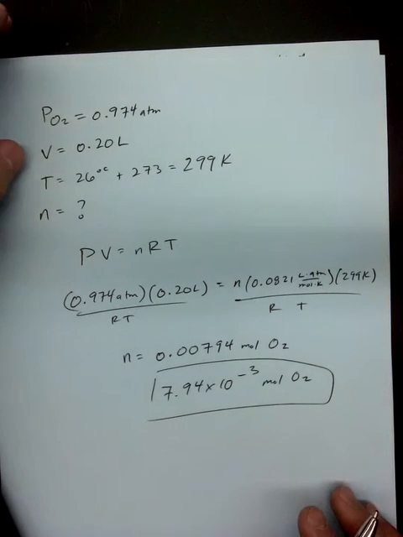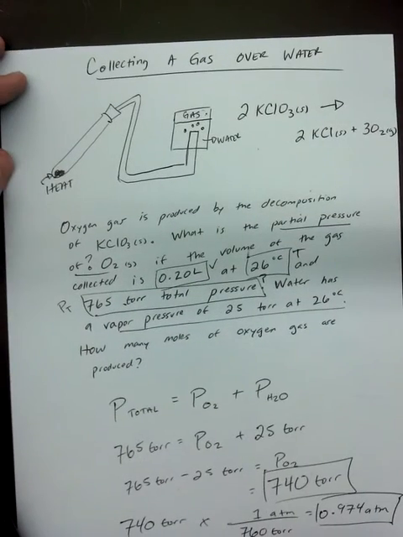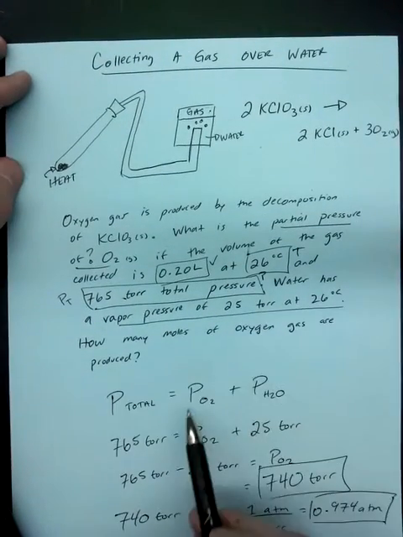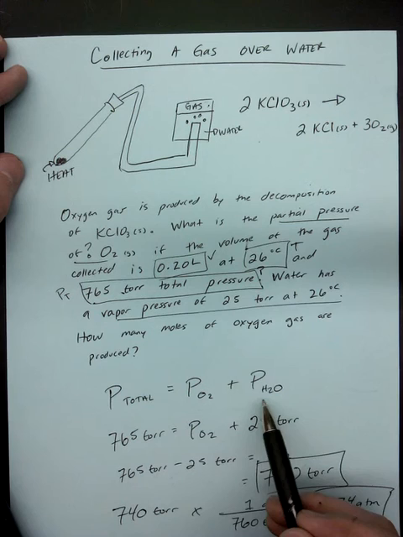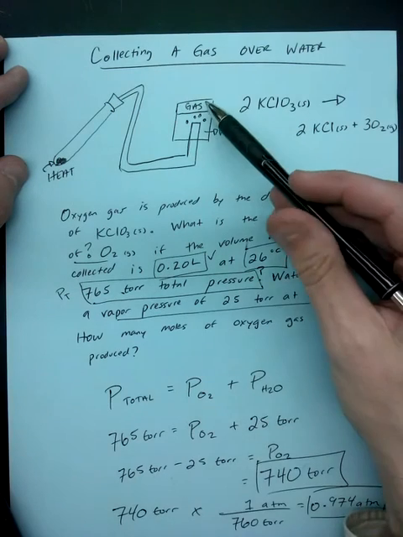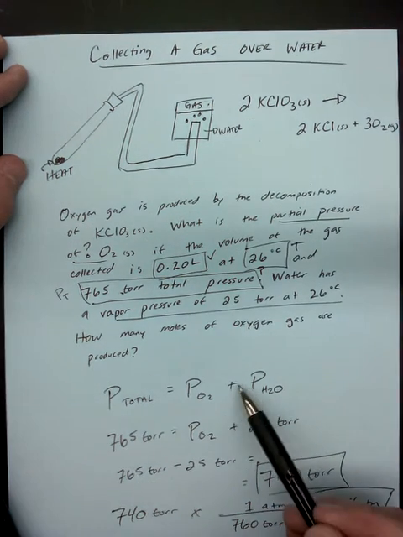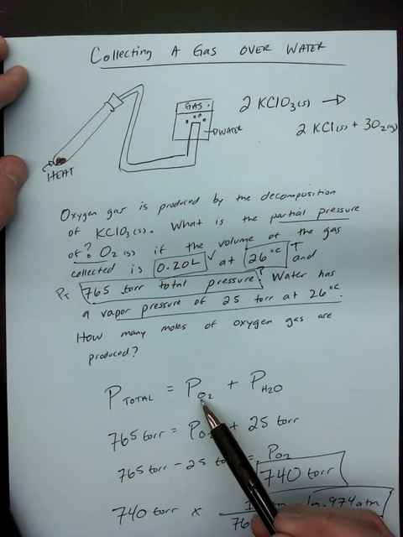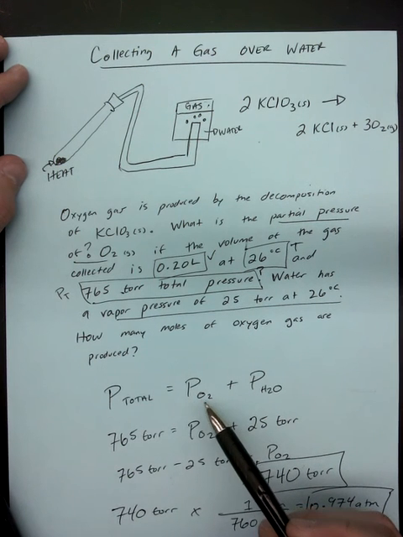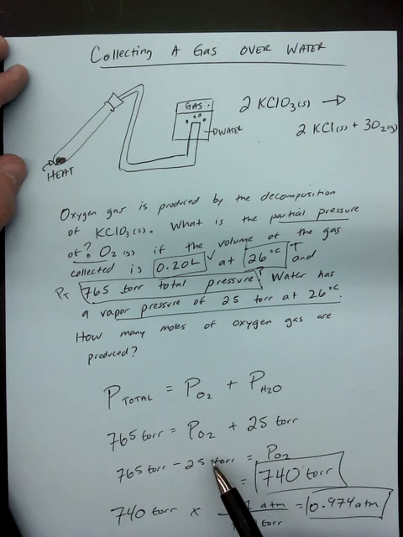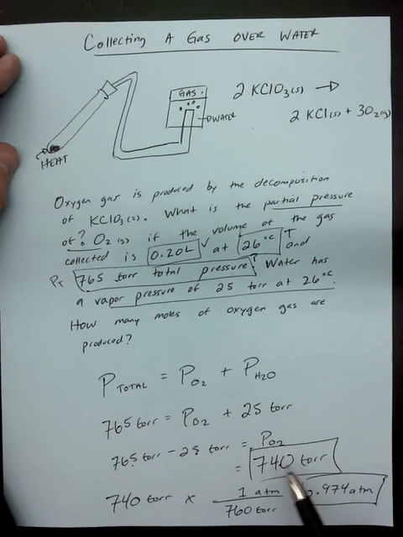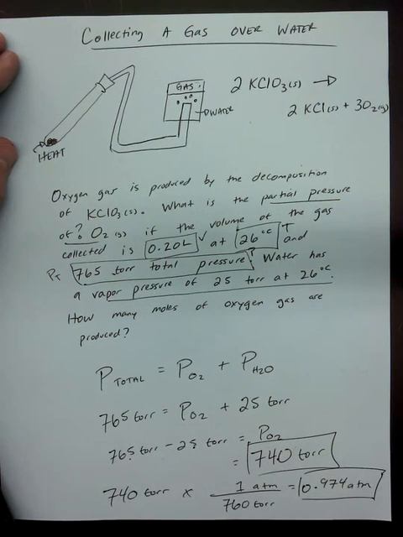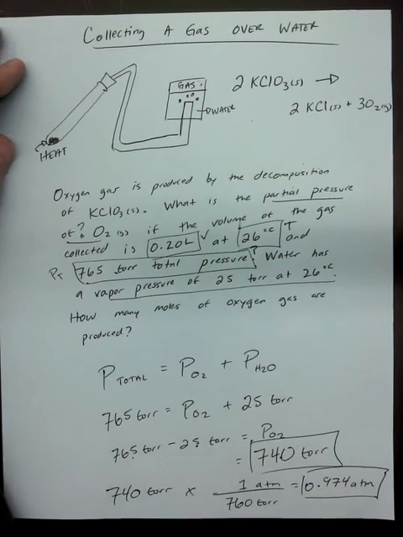I know it's challenging sometimes to figure out exactly what to do when you're given a problem with all this information, right? The key to this one was understanding that water vapor is going to be in our sample, and we've got to subtract that out. We don't care about the water vapor. We just want to care about the gas of interest. From this problem, it was oxygen. So we subtracted away the vapor pressure of water from our total pressure. We got our partial pressure of oxygen, and from there we could figure out moles. Hope that helps.